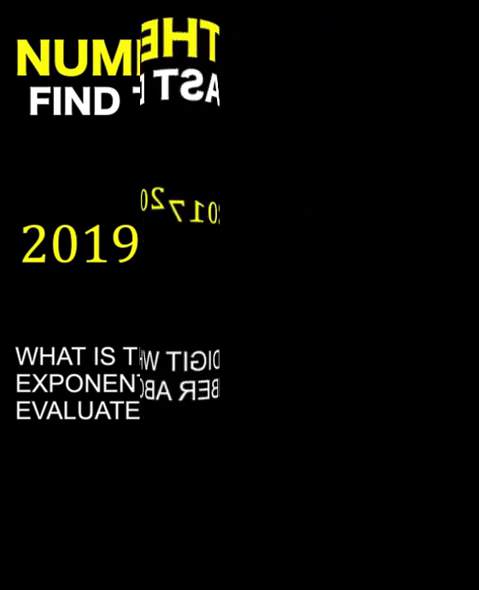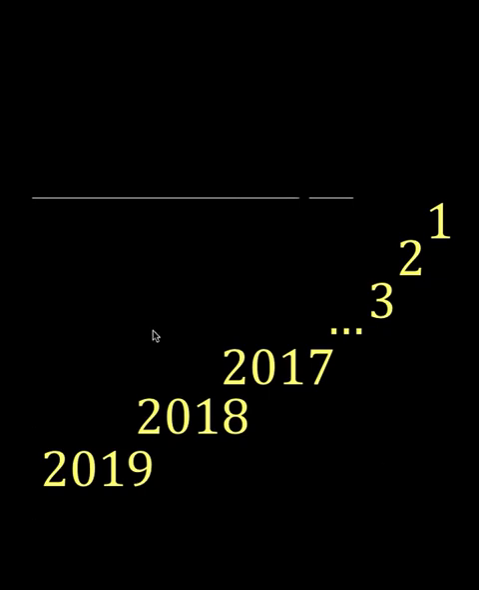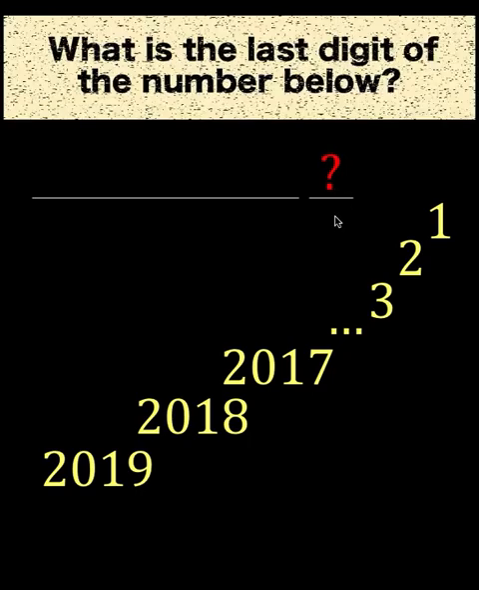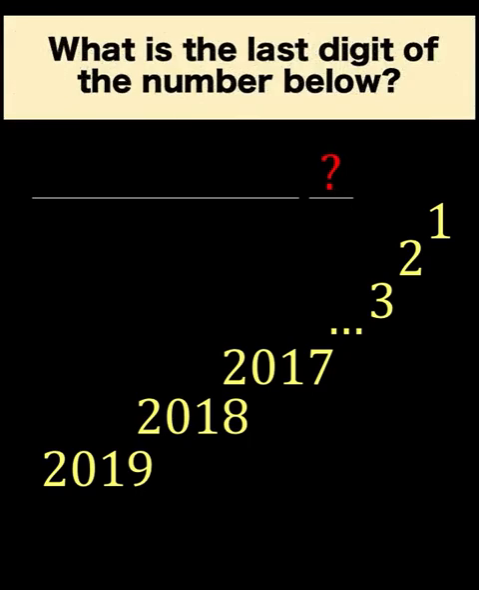We begin with 2019 and raise it to exponent 2018 and continue raising it to an integer that is 1 less than the previous exponent until we arrive at exponent 3, exponent 2, and exponent 1. We know that when we expand this exponential number, the result would be certain digits, but we are only interested with the last digit. We want to know what is the last digit of this exponential number when evaluated.